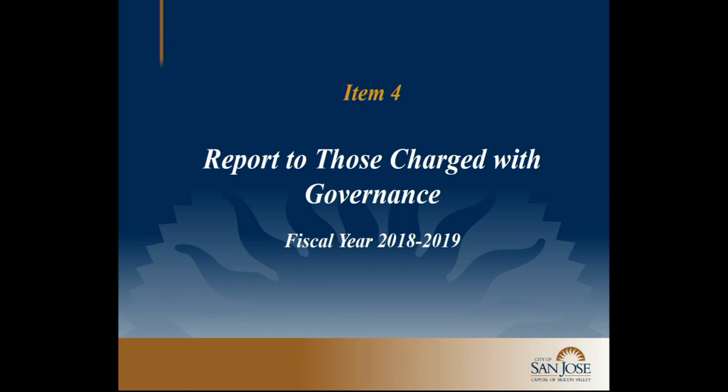Okay, thank you. So we've combined items 3 and 4 together. Item 4 is the report to those charged with governance. That's a report required by auditing standards, in which the auditors are required to communicate information to the city council as a governing body and to city management. It covers their responsibilities under generally accepted accounting standards and an overview of the plan, scope, and timing of the audit. So David will now talk about the findings from the audit.